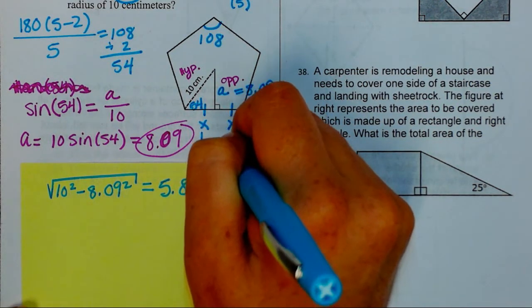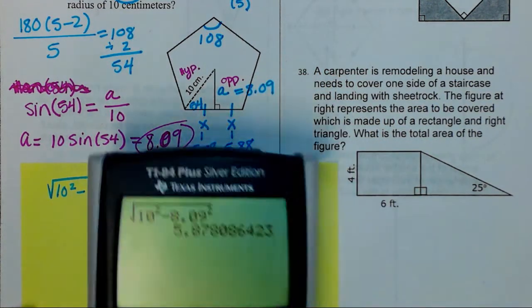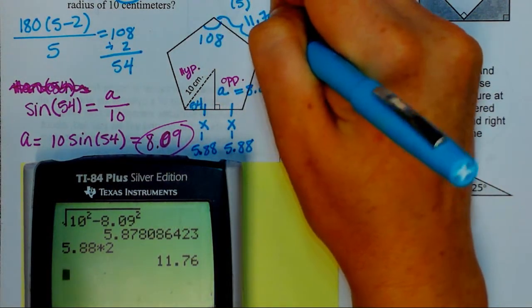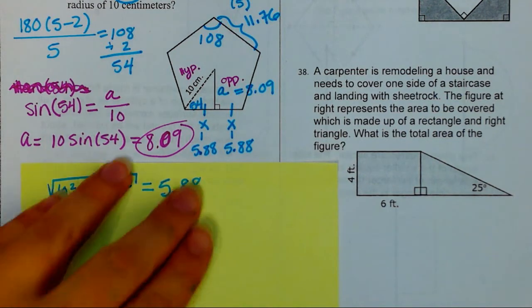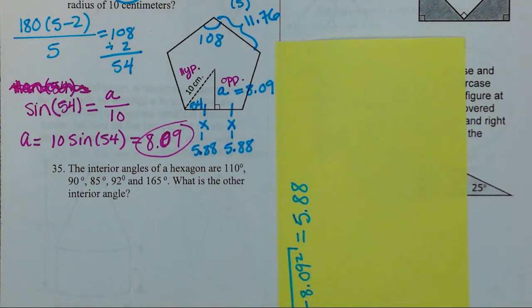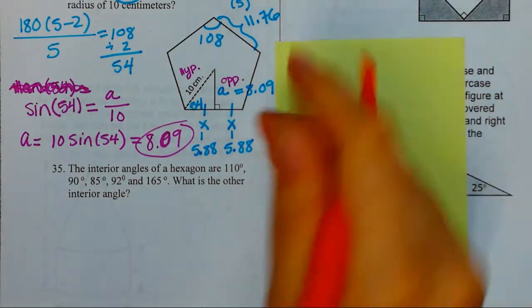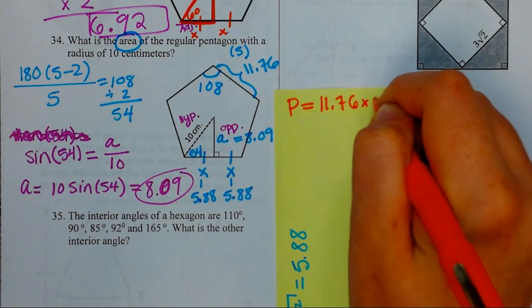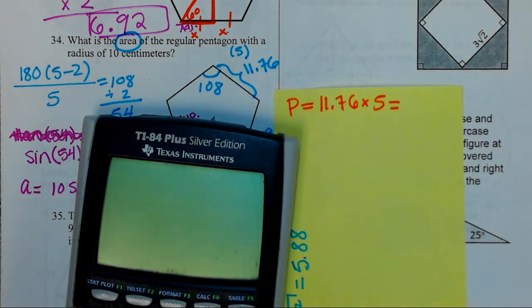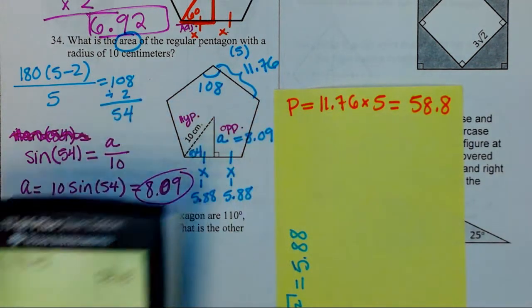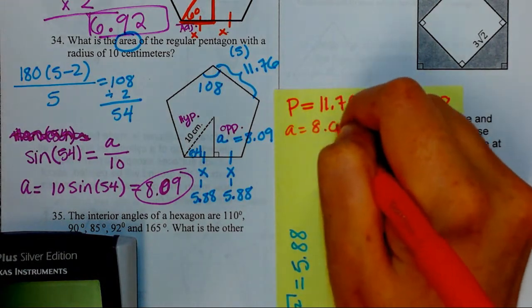Remember, that's half a side length. Okay. So that means that one side length would be 11.76. Sorry, this is kind of a long problem. Okay. Now, after all of that work, the nice thing is that getting the area is the easiest part. Getting the apothem and the side length are harder. But once you have those things, the perimeter would be 11.76 times 5, since it's got 5 sides. So that's 58.8, okay? We already got that the apothem was 8.09.